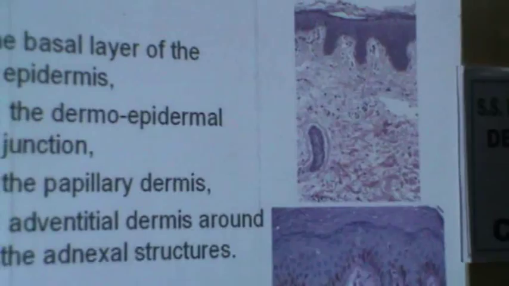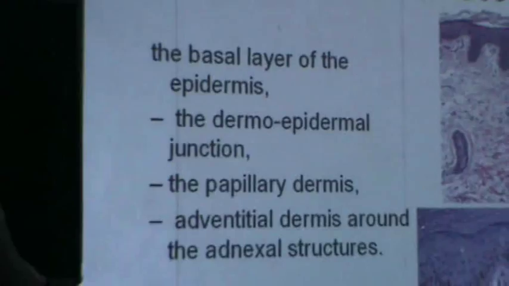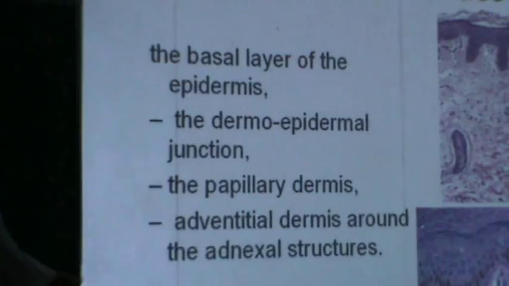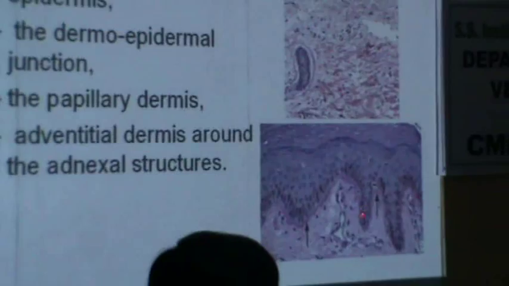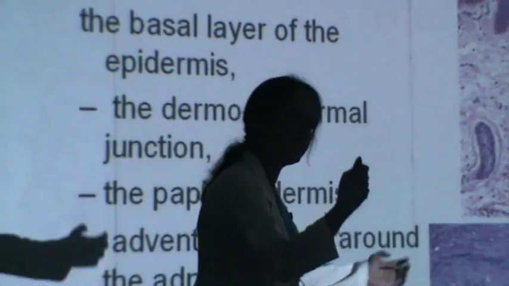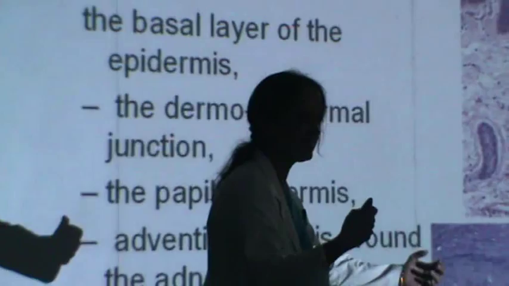Then the dermo-epidermal junction. The papillary dermis, that is the superficial aspect. This is the deeper, dense reticular dermis. This is the superficial papillary dermis. Then the adventitial dermis, that is around the adnexal structures. And this particular slide is highlighting a layer. Can you appreciate that? What is it? Please interact. What is it?